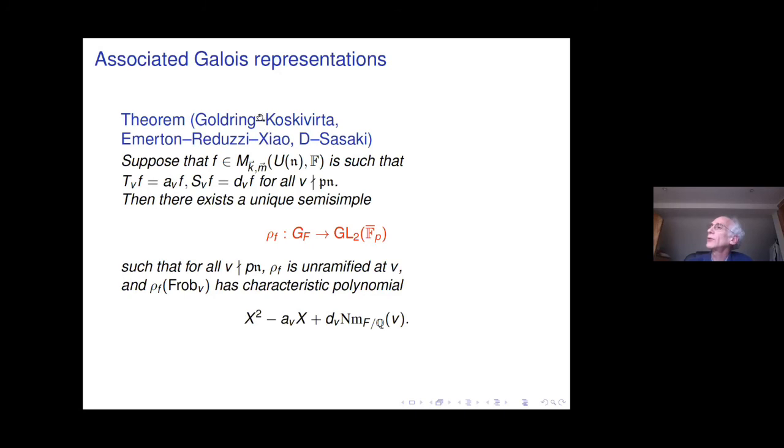So this was proved by Goldring and Koskivirta and Hamilton, Reduzzi, and Xiao with a parity hypothesis on k. And what Sasaki and I did was to remove the parity condition to be able to talk about complete sets of weights. And what I want to do in the remaining time today is sketch the proof.